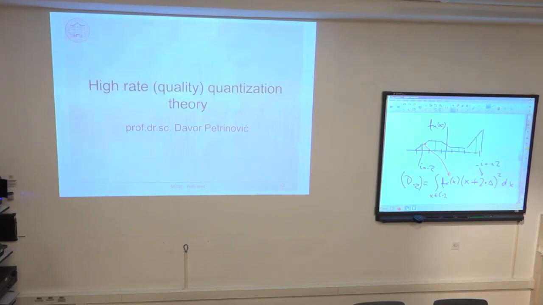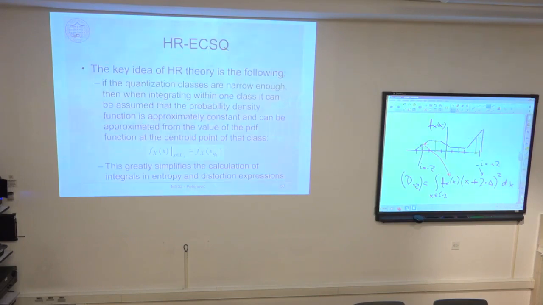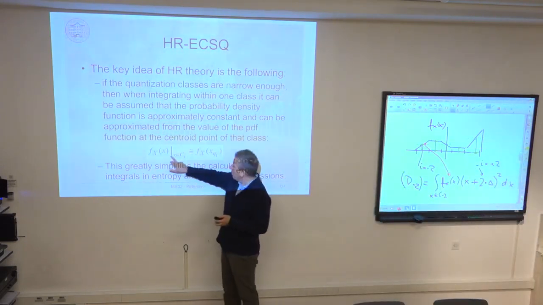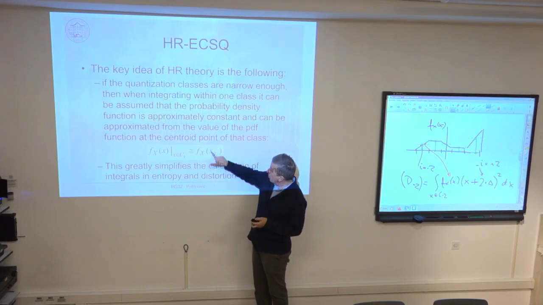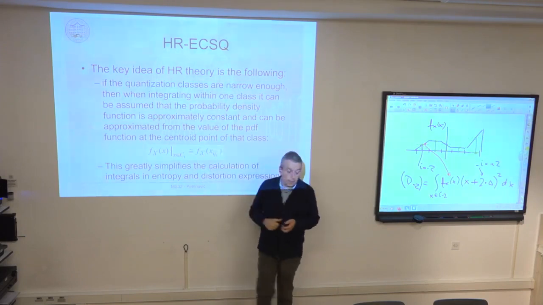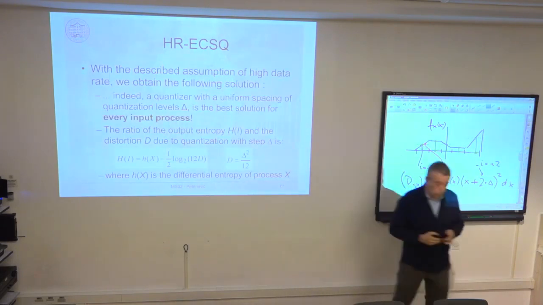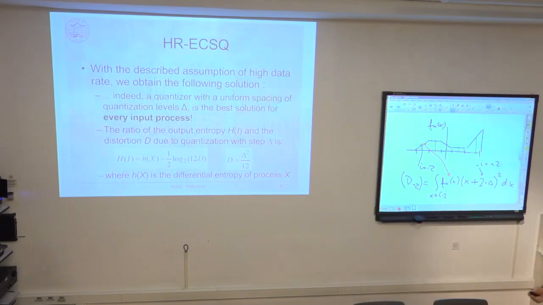So instead of using the actual PDF in each individual class, I will approximate this PDF with the central PDF value in the center of this class. Okay, so it is written here. Instead of using the actual probability density function for all x's in one class, I will simply take the density at the representative value of this class. Okay? And with the described simplification, with the described assumption, we can obtain the following solution.